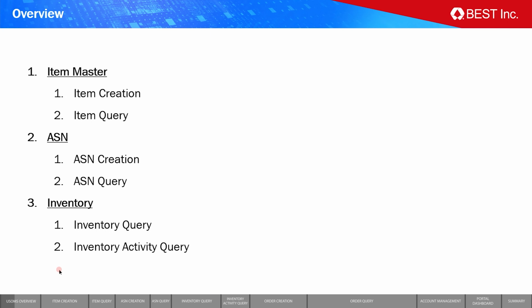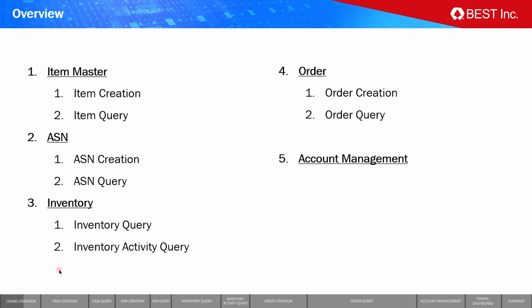After that will be the inventory activity query, so you can see some breakdown on how your inventory movement is happening in our warehouse. After that, we'll take a look at the orders module. This will be order creation and then again order query, where you can see in real time your order results, what statuses they may be in, some of the details. We'll take a close look at that.